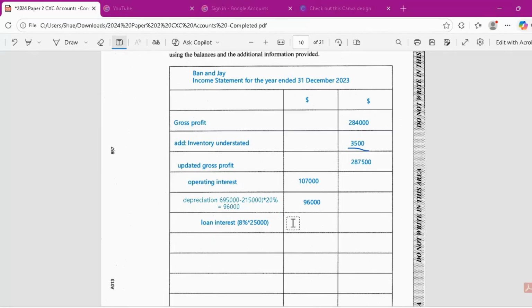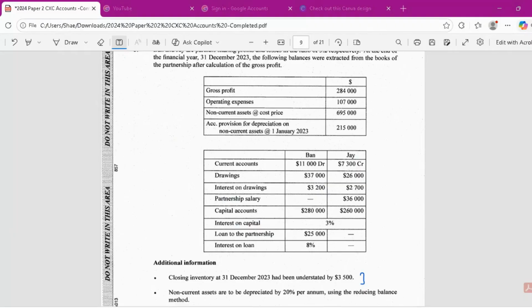Alright, so that's how we got that answer. So you're going to put in your calculator 8% multiplied by 25,000, which gives us $2,000. So this is our total expenses because if you scroll back up, you will notice that we don't see any other expense. You can correct me if I'm wrong in my comments.